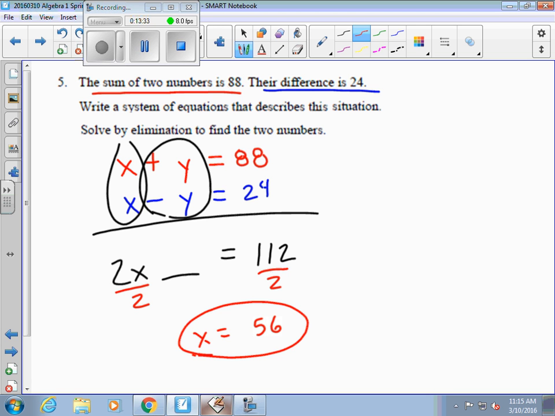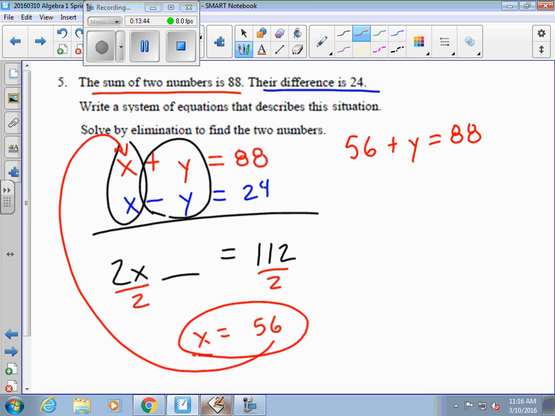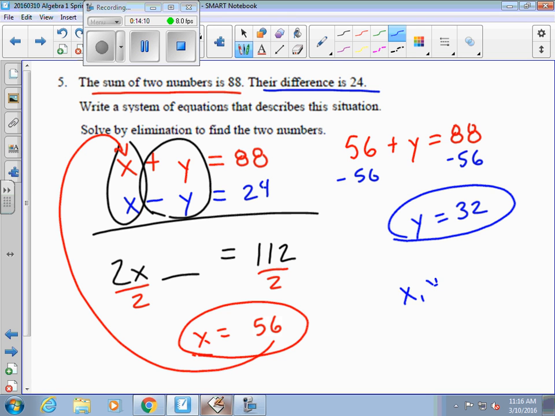The other number, you need to find it out by plugging in 56 into one of your original equations. Right there, 56 plus y equals 88. Subtract 56 on both sides. Y then is equal to 32. The sum of two numbers is 88. 56 plus 32, that does give you 88. Their difference is 24. 56 minus 32, that does give you 24. If you write this as an ordered pair, x comma y, it will say 56, 32.